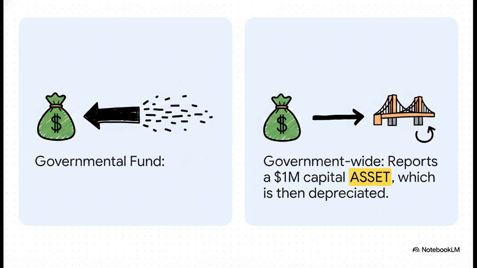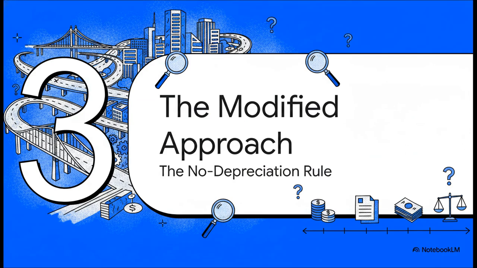But look at the government-wide statement. From its long-term perspective, that same $1 million created a long-term infrastructure asset that will be depreciated over its useful life. Same transaction, two completely different stories. Now, just when you think you've got it down, there's a big exception. And trust me, the exam loves this one.